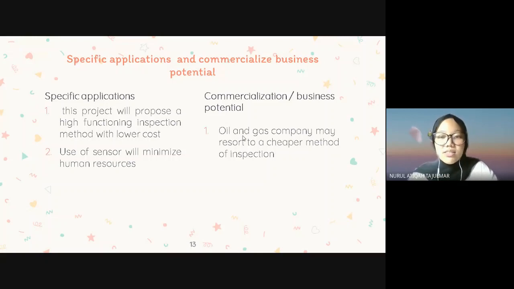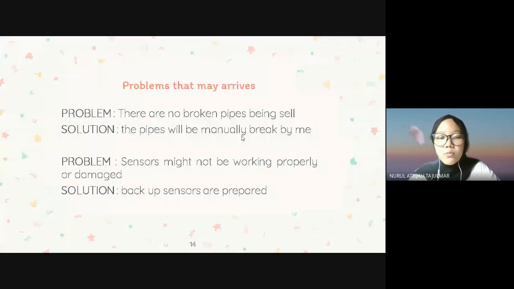The problems that may arise in the middle of the project are, first, that there are no broken pipes being sold. Because we need to replicate cracks on a pipe, and there's no kind of broken pipe being sold online or in shops. So the solution that I propose is that the pipes will be manually broken by me. The next problem is that the sensors might not be working properly or maybe they are damaged. So the solution that I propose is that a backup sensor is prepared.